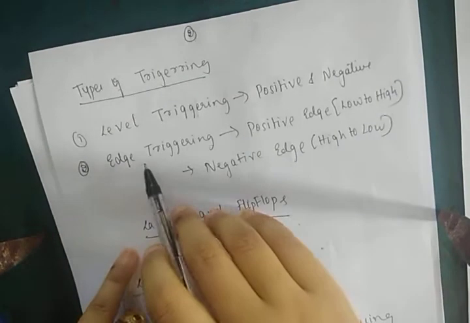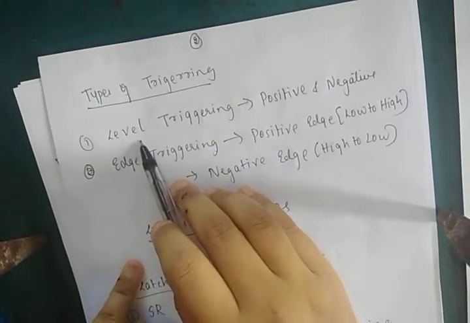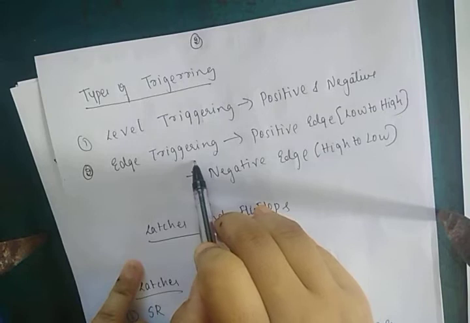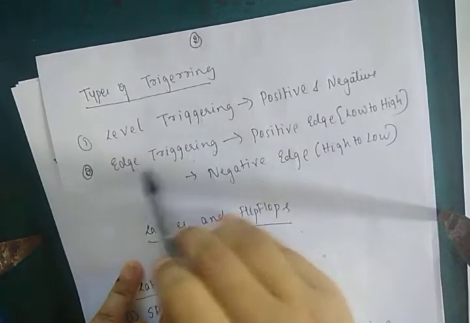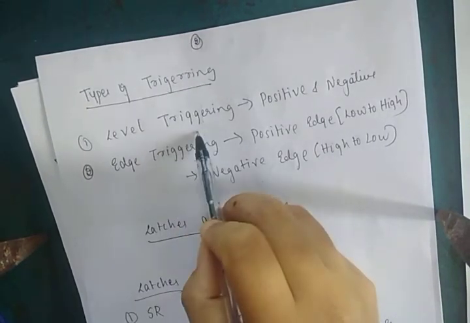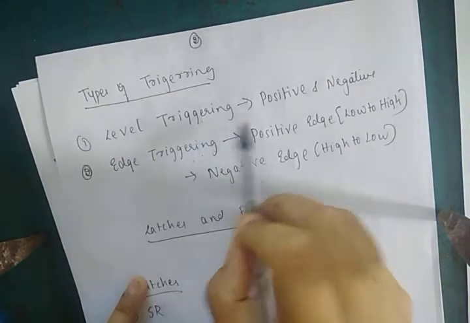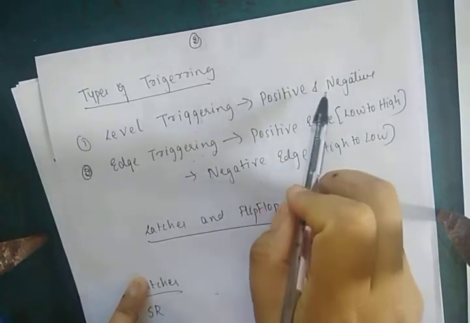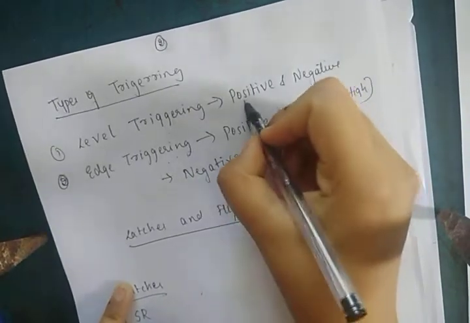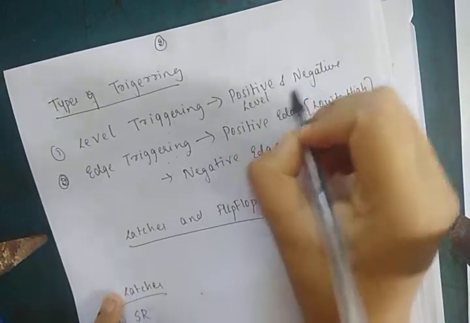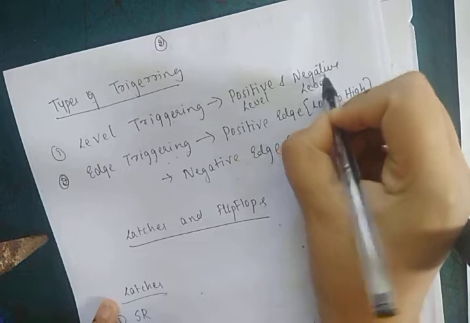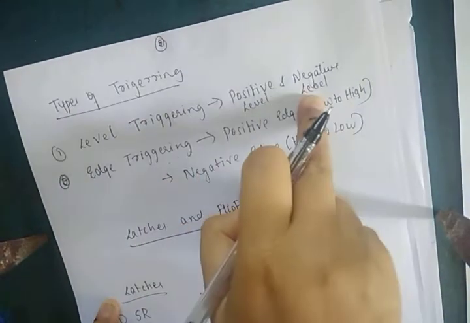Again, in triggering we have two types. One is level triggering, second is edge triggering. What is the meaning of level triggering? Level triggering, again, we have two types. One is positive level, second is negative level. You can take it like this: this is a positive level, this is a negative level.